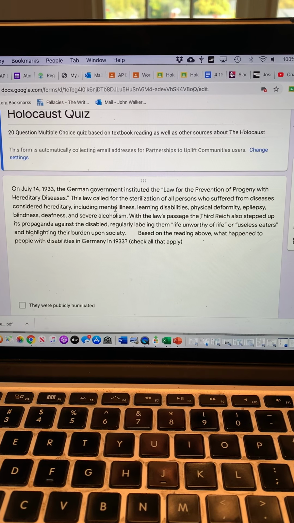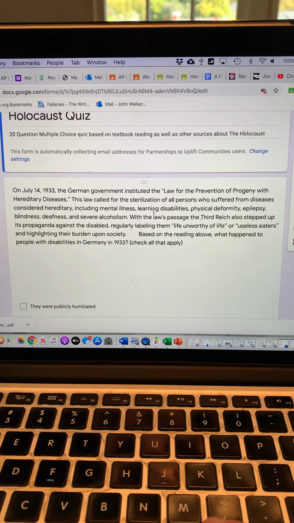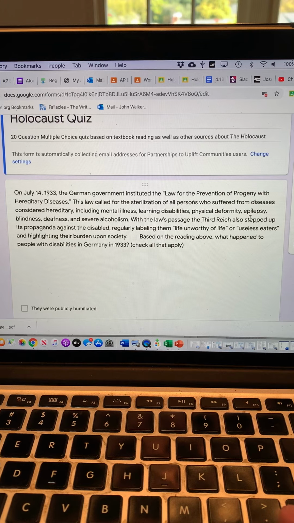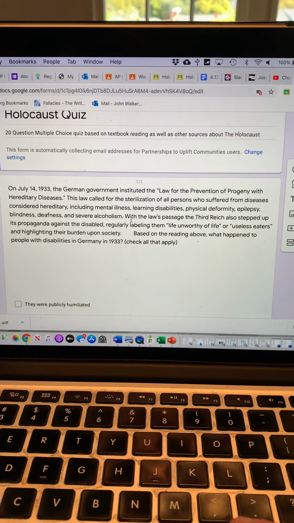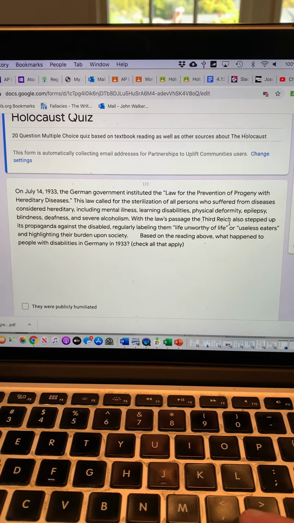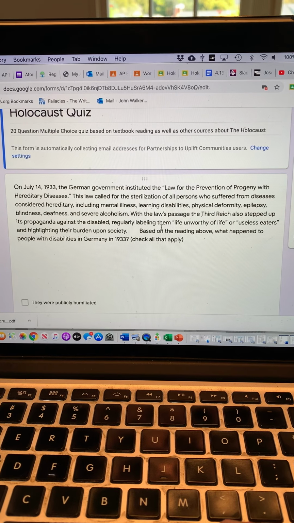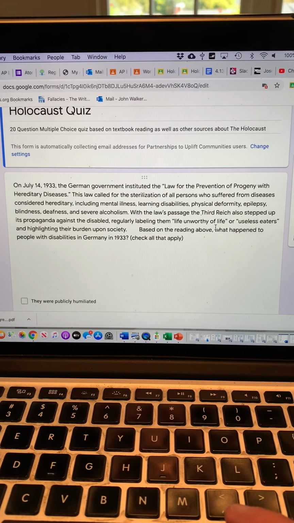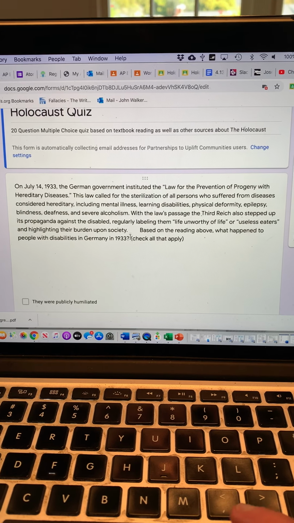And this is involuntary, this is forced sterilization of people who had mental illness, learning disabilities, physical deformities, epilepsy, blindness, deafness, and severe alcoholism. With the law's passage, the Third Reich, that means the Nazi government, also stepped up its propaganda against the disabled, regularly labeling them life unworthy of life, or useless eaters, and highlighting their burden upon society.